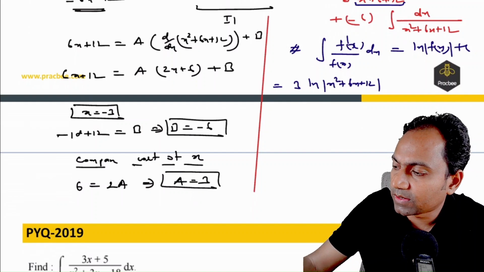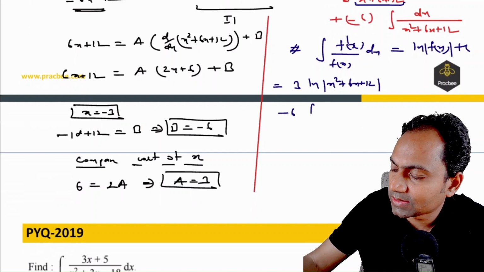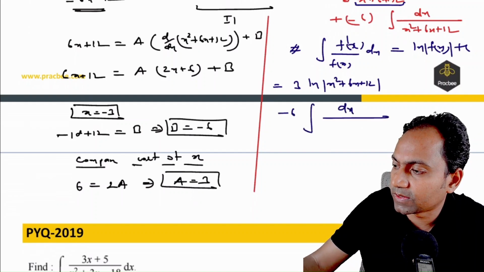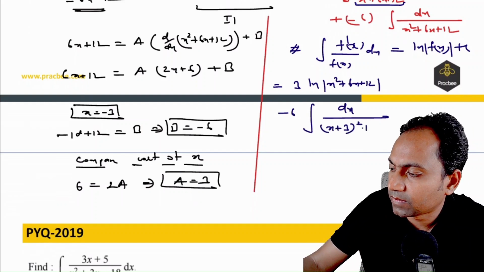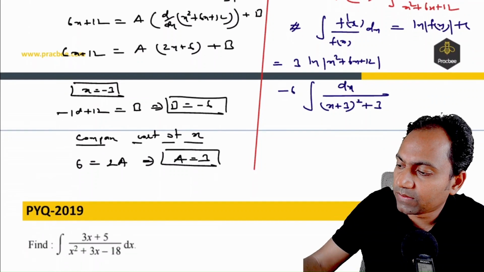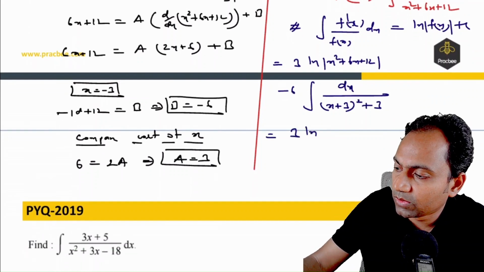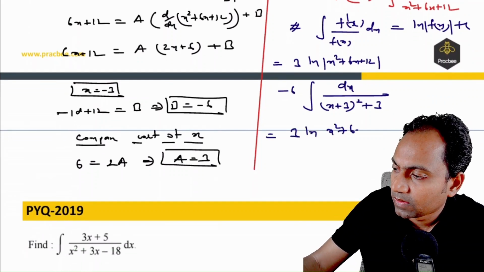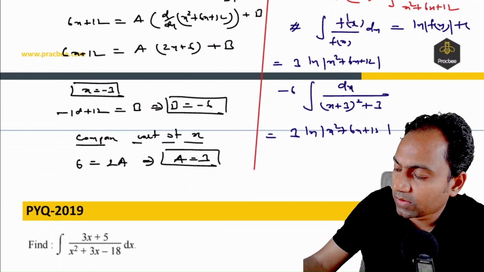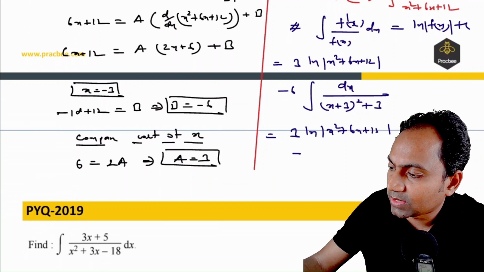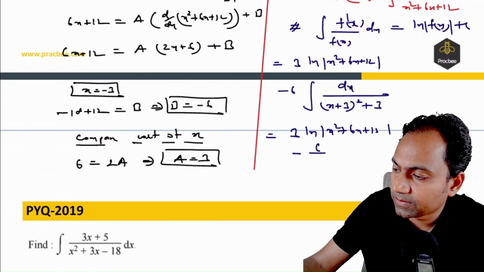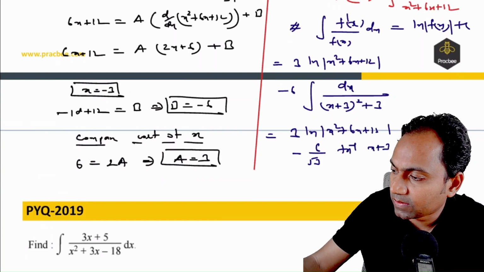And for the second part, what we can do is minus 6 times the integration of dx by (x plus 3) whole square plus 3. And now we can apply the formula for 1 upon x square plus a square, that is nothing but 1 by a tan inverse of x by a.